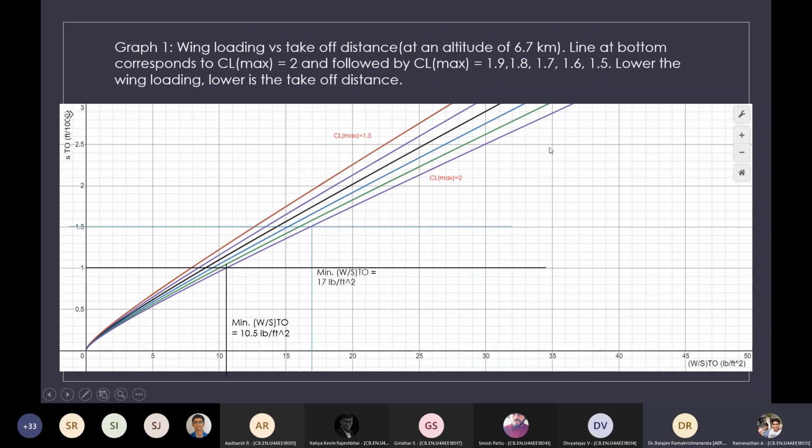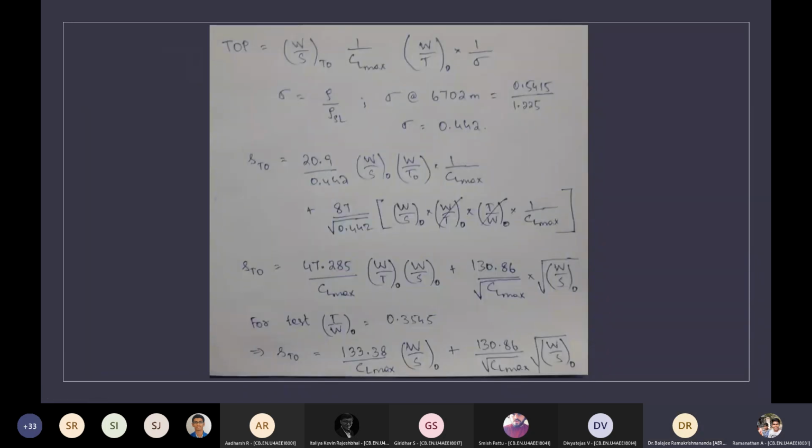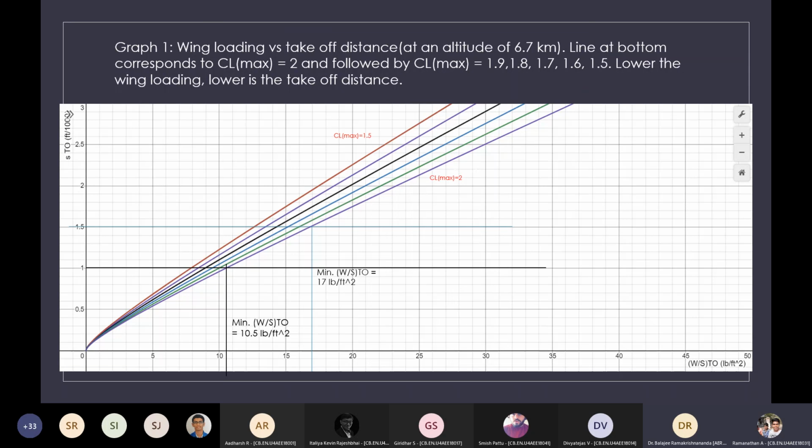Now, as we can see from the empirical formula, by increasing CL max, our takeoff length is reducing. But then we have to have high lift producing airfoils. That is the other issue. Not necessary. You can use flaps later. Yes, sir. So just use it for whatever CL max you want. You can plot it. Good. Yes, sir. Next page, sir.